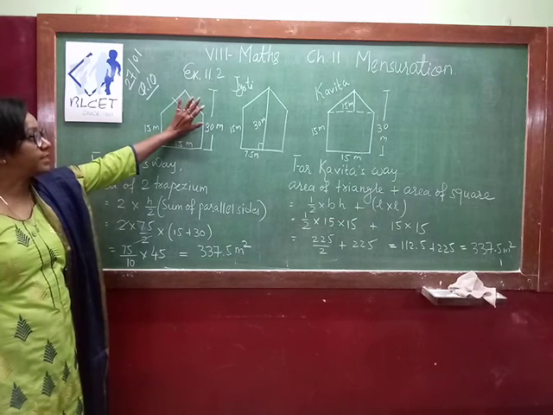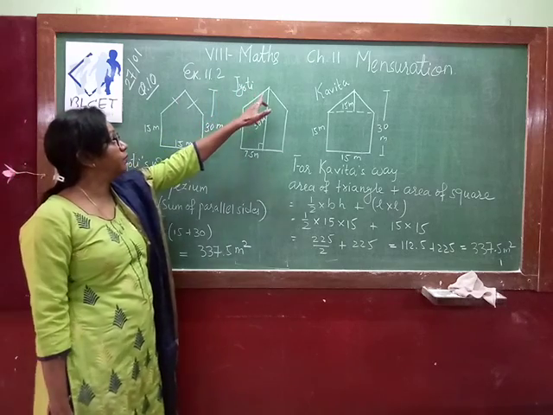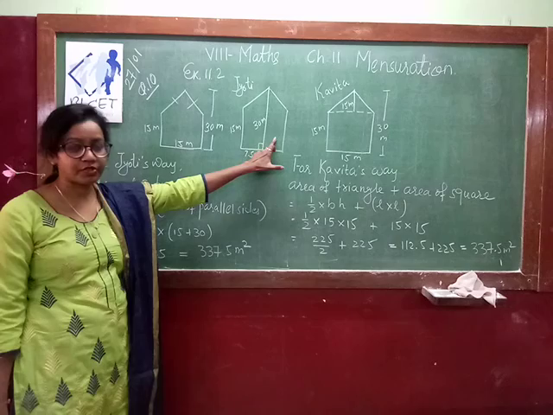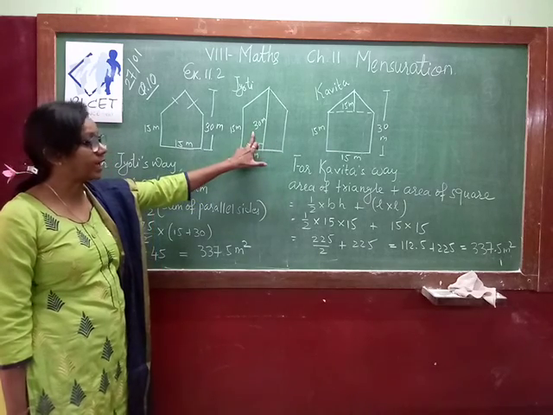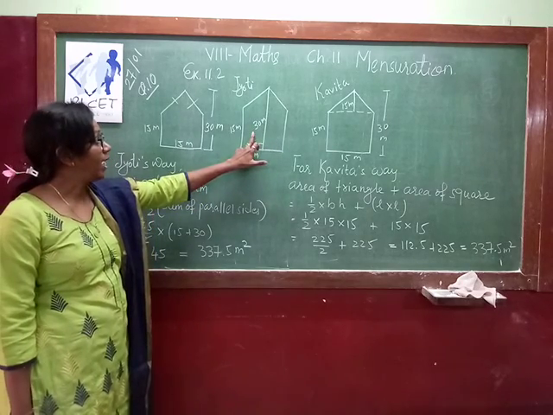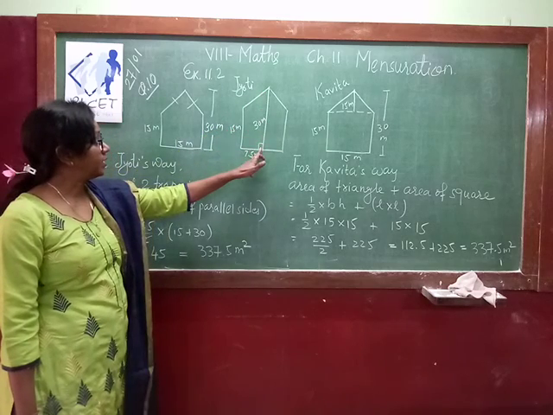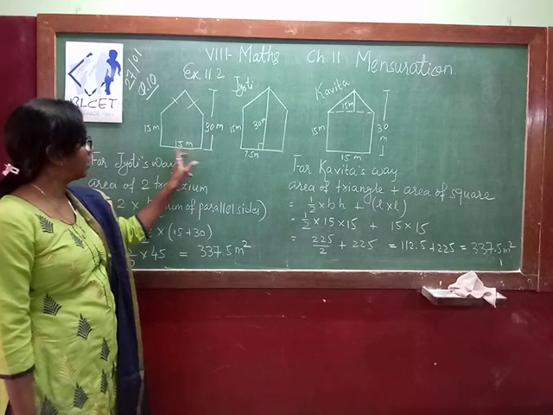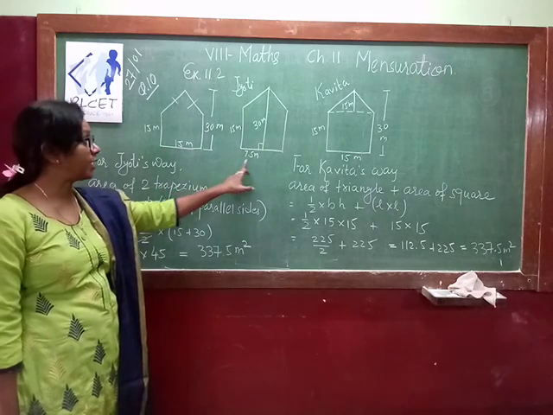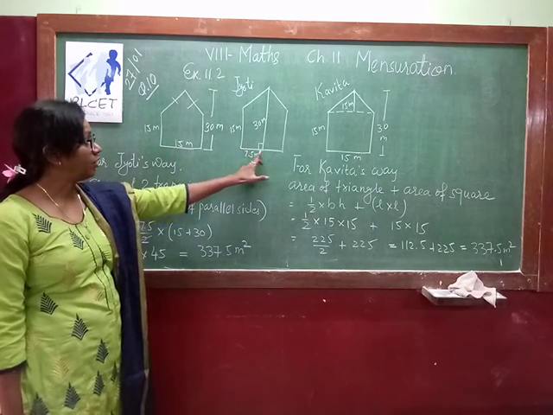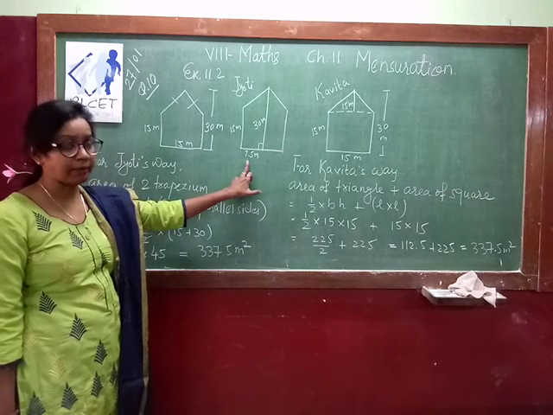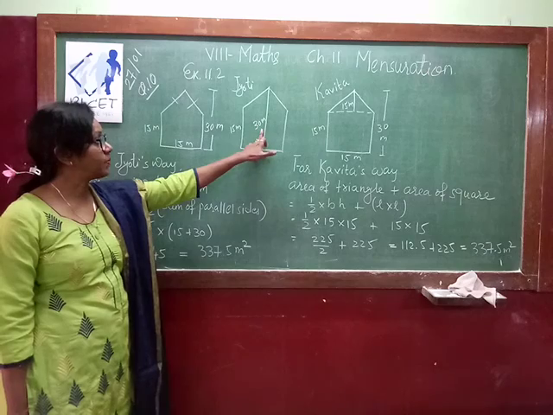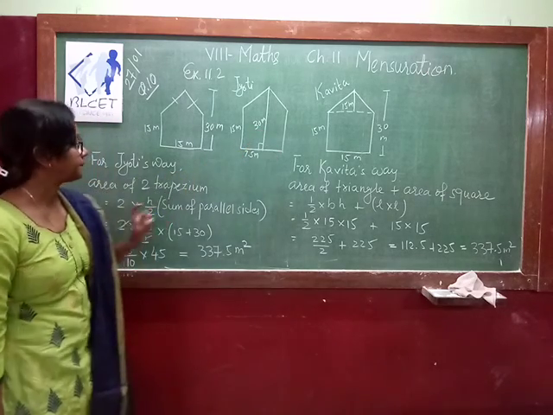Here Jyoti has divided the whole diagram from the middle. Both the shapes are trapezium shaped, and we have to find the area of trapezium here, where this is 30 meter, this side is 15 meter, and the height, when you divide the total length, 15 meter, into two equal parts, becomes 7.5 meter. For this parallel side the measurement is 15 meter, and for this parallel side the measurement is 30 meter.